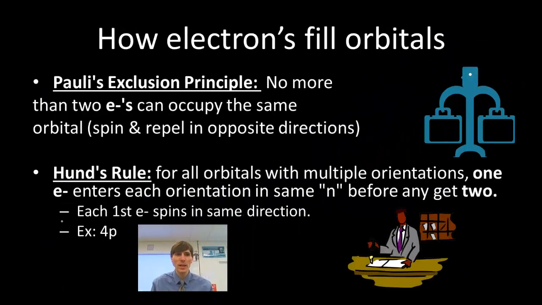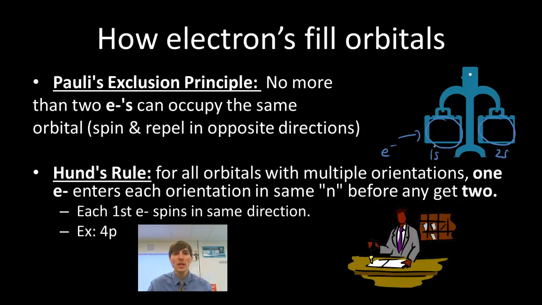Another rule we need to keep in mind is Pauli's exclusion principle. It says that no more than 2 electrons can stay in the same orbital. So if I have a 1s orbital, we can't have more than 2 electrons in there. So I can only have 2 electrons per orbital. So here's my little 1s orbital. Let's say I have a 2s orbital. It's the next one that gets filled. So I can only have 2 electrons.